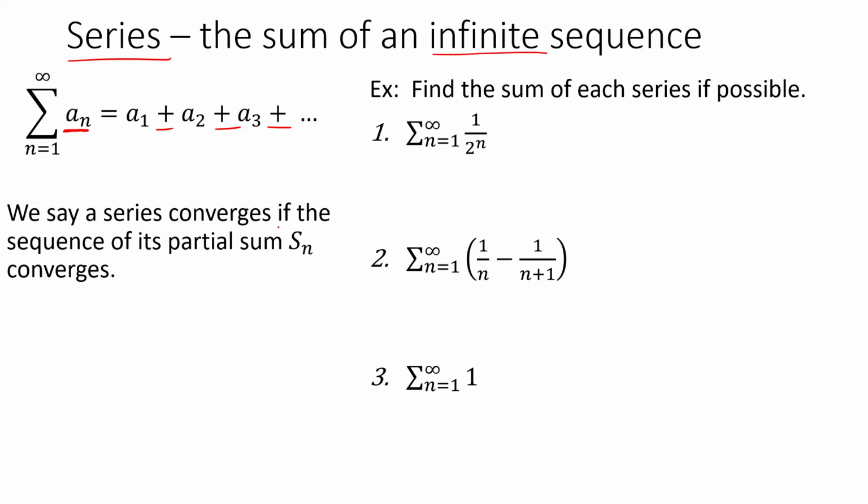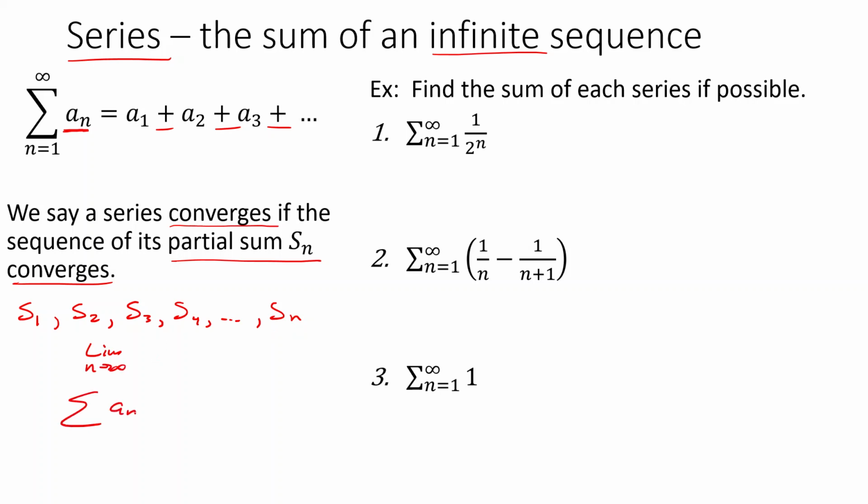All right, so we can say that a series converges if the sequence of its partial sums converges. So we sum them up: the sum of just the first term, and then the sum of the first two terms, and the sum of the first three terms, and the sum of the first four terms, and so on, all the way to the sum of the first n terms. And if this sequence has a limit as n goes to infinity, then we say that the sum converges. If it doesn't have a limit, then we say the sum diverges. So the sum of a sub n would diverge.